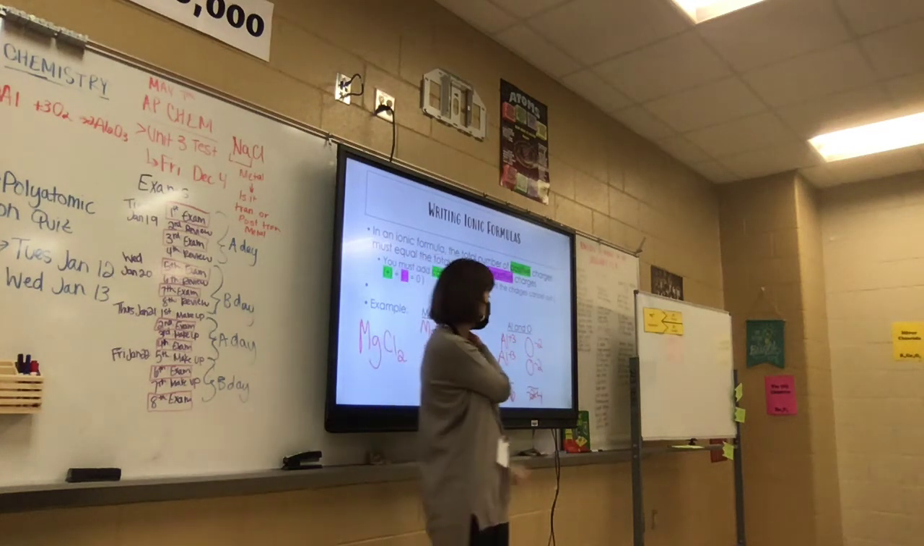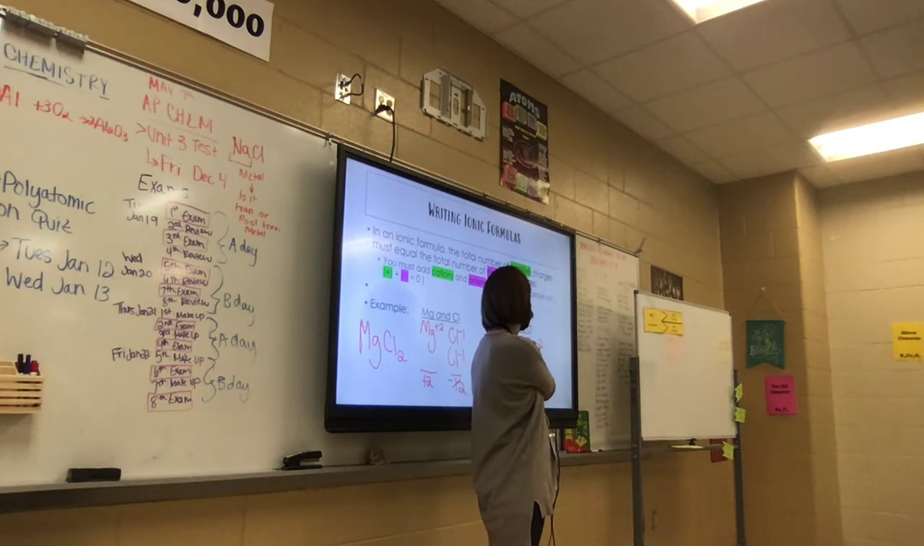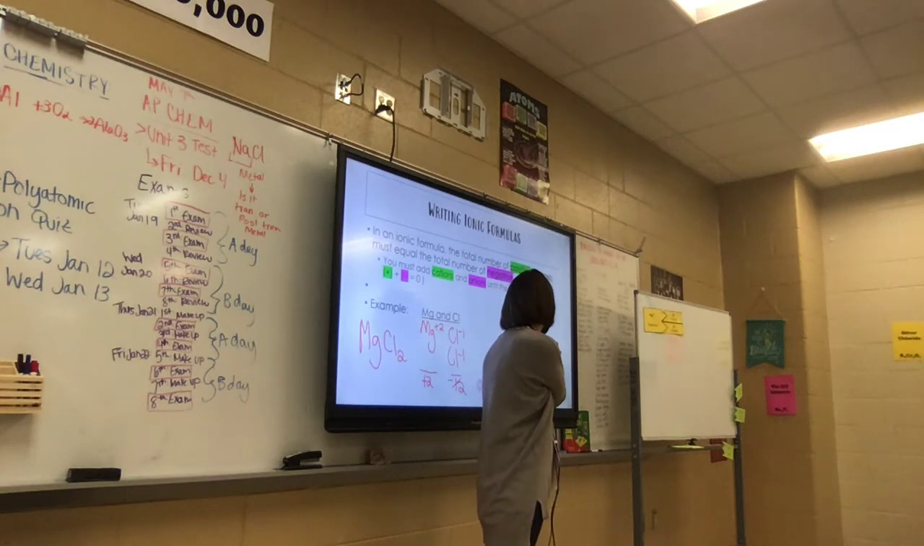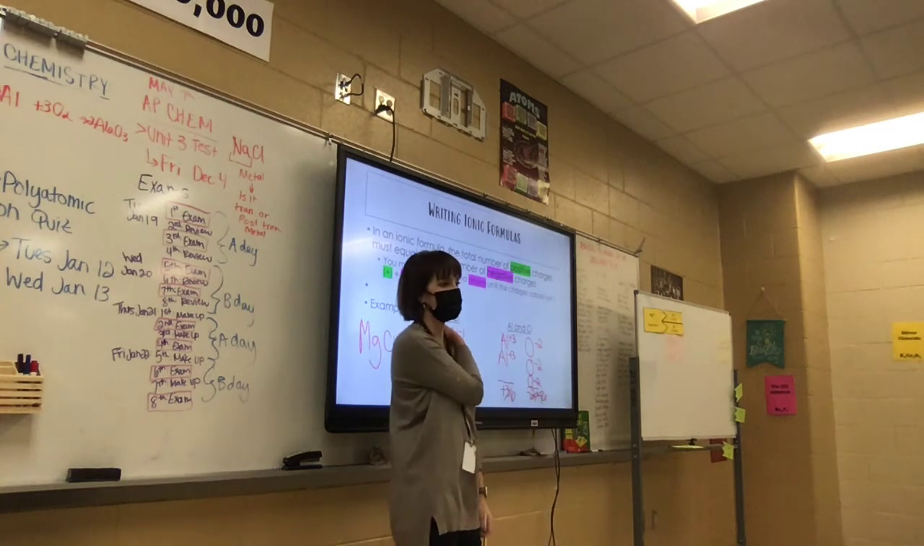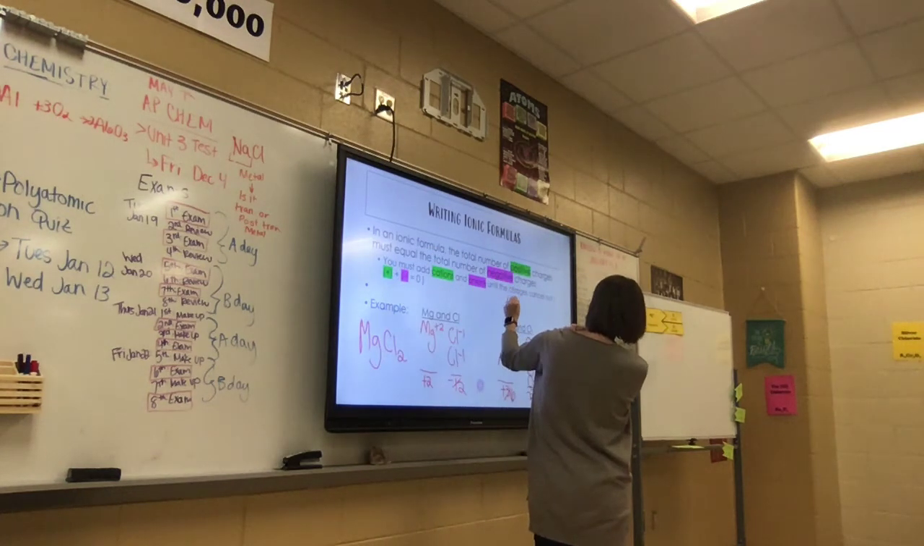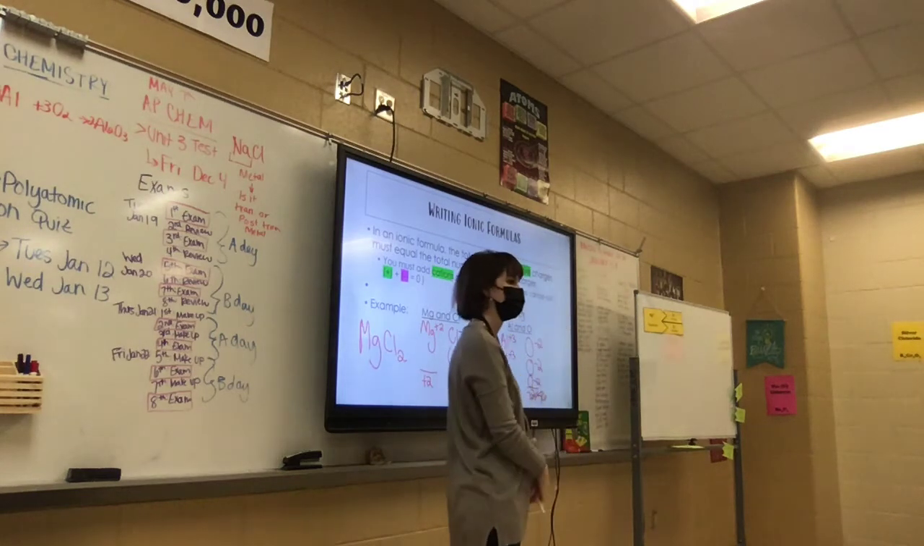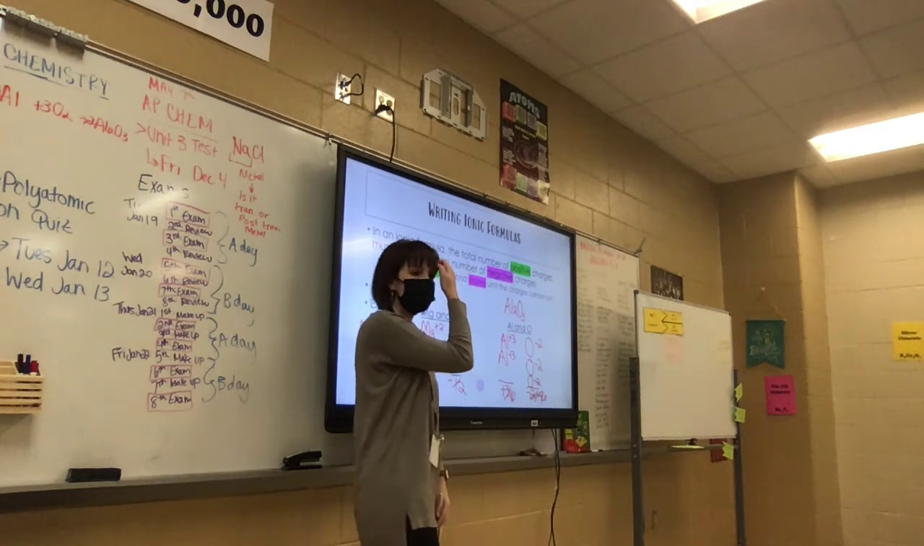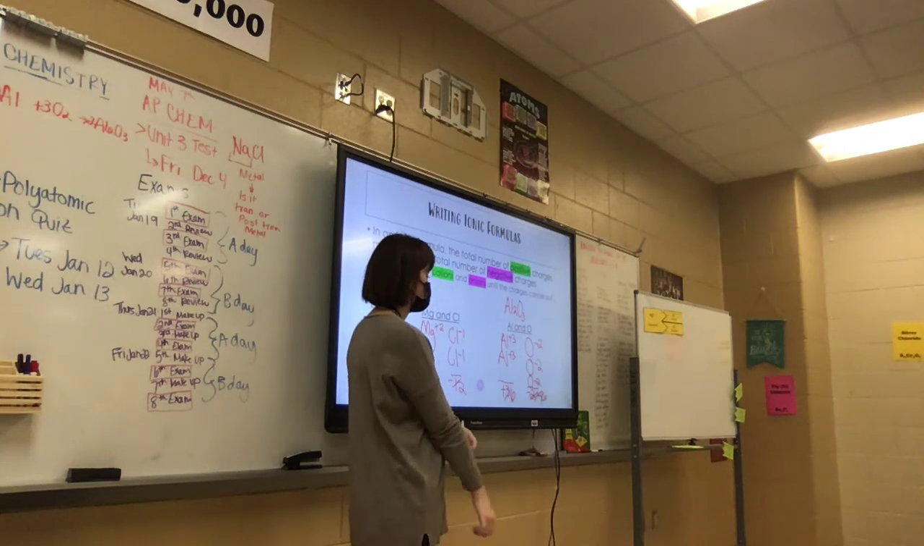So now I have to add another oxygen. Now when I add another oxygen, -2, -2 plus -2 plus -2 gives me a -6. And now they have canceled out, right? Okay, so my formula is going to be Al2O3. Let's cancel those out.